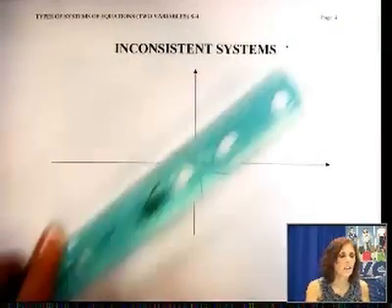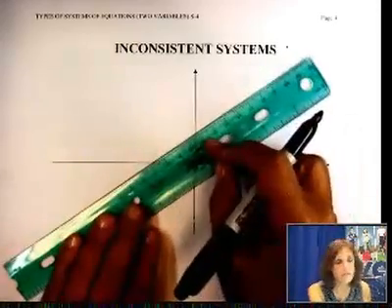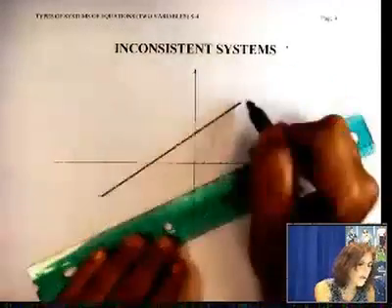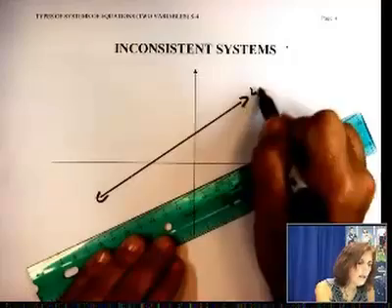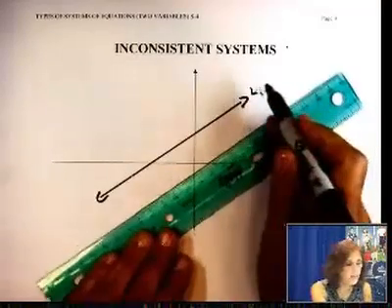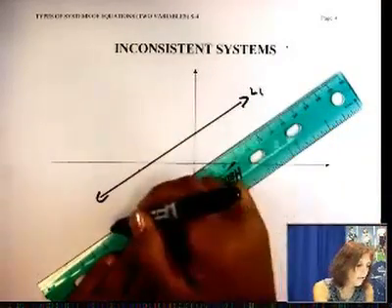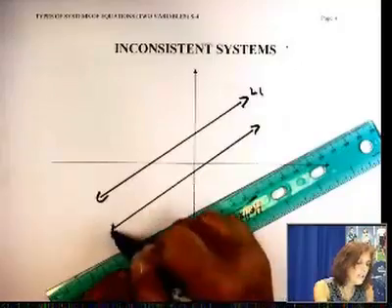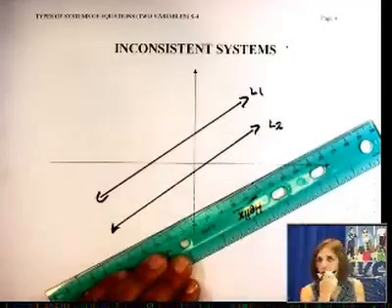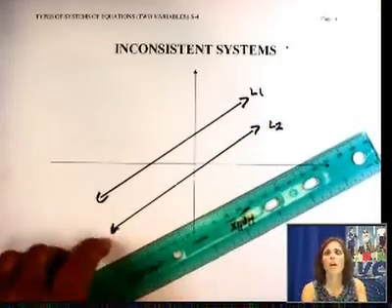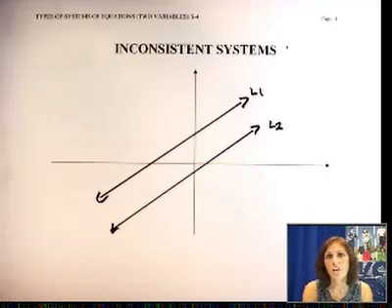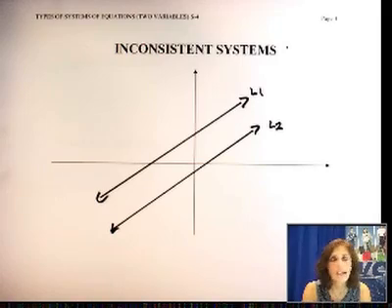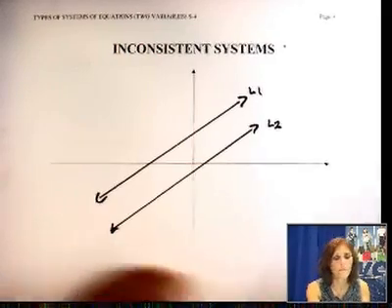Inconsistent systems. Those are the systems that have no solutions. How can that happen? Let's say L1. The only way that can happen is if you have an L2, and it in no case is going to get close to L1. So they are parallel lines. If we are talking about a linear system, they will never touch. They will always be away from each other. That's an inconsistent system.